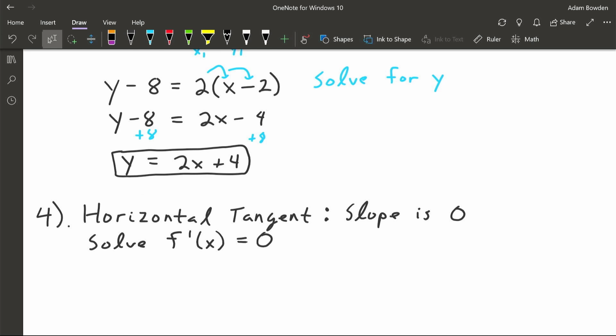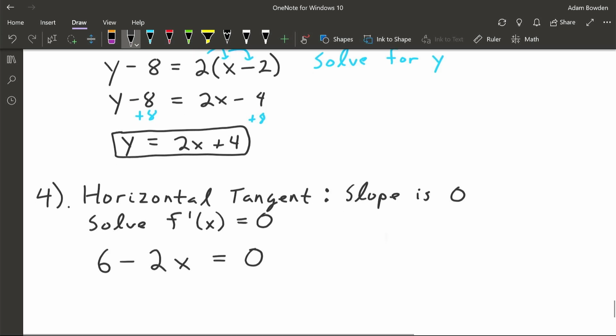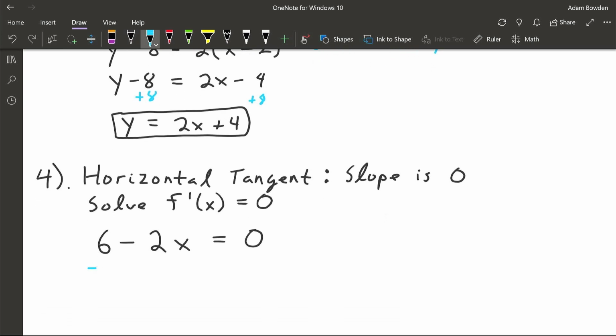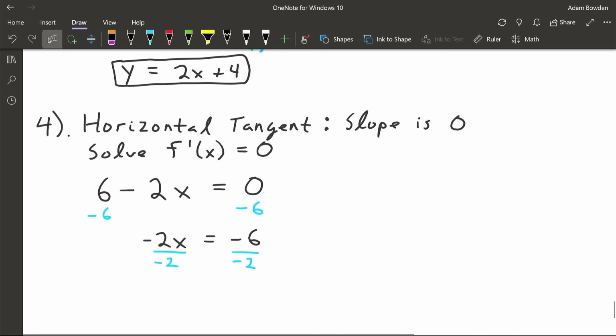We had our derivative up above. Our derivative was 6 minus 2x. We're just simply going to set that equal to 0 to find the horizontal tangent lines. So if we subtract 6 over, we'll have negative 2x is equal to negative 6. Divide by negative 2. And x equals 3 is where the derivative is equal to 0, and also where the tangent line has slope of 0, which means it's a horizontal tangent line.